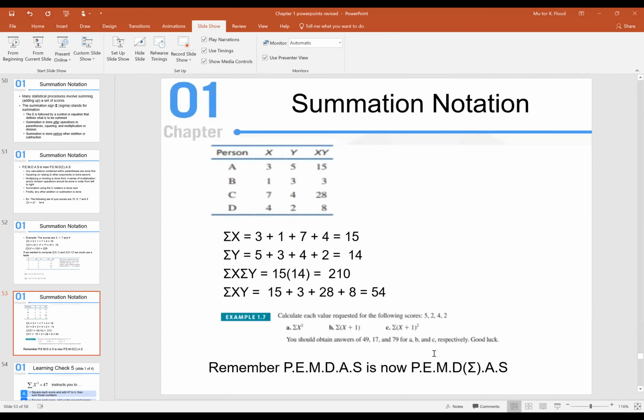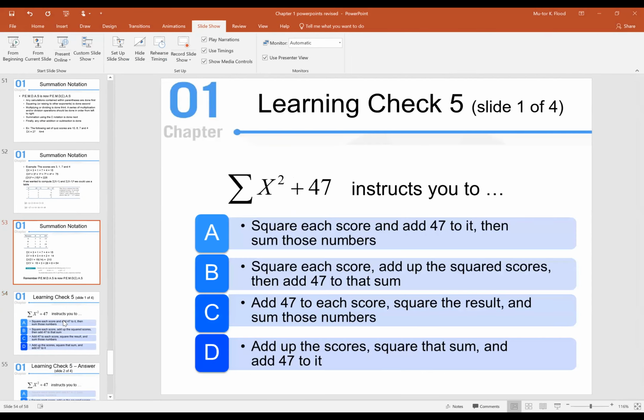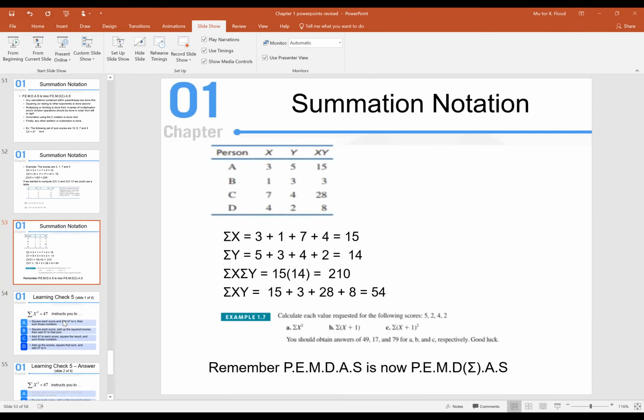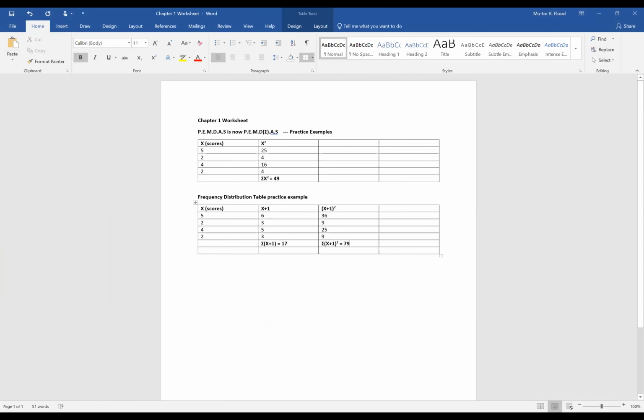Oh, I'm sorry. Oh, yeah, okay, different ones. Okay. Let's see. Some kind of problem done somewhere. 49, 17. Okay, yes. 49, 17, and 79. All right, let's see. Do I have it? 49, 17. Yeah. So here are the answers to that one. 49, 17, and 79.